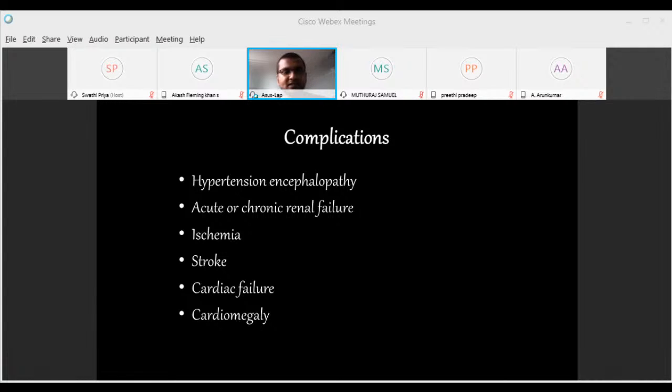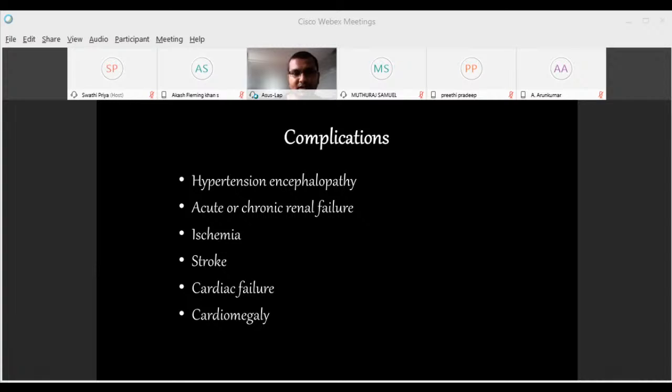The complication can lead to hypertensive encephalopathy. What do you mean by hypertensive encephalopathy? It is a brain dysfunction significantly caused by high blood pressure. That is, patients are getting brain dysfunction that is caused due to high blood pressure.